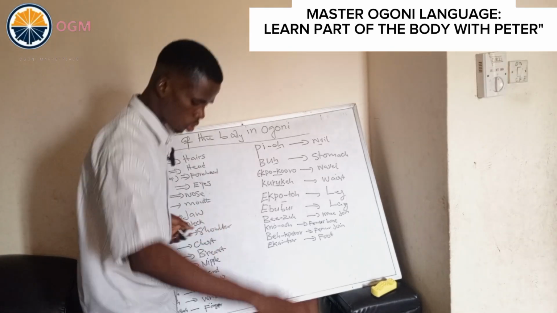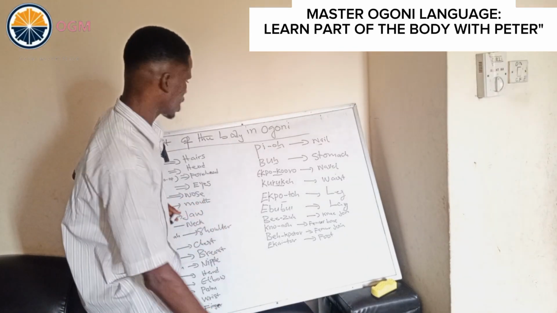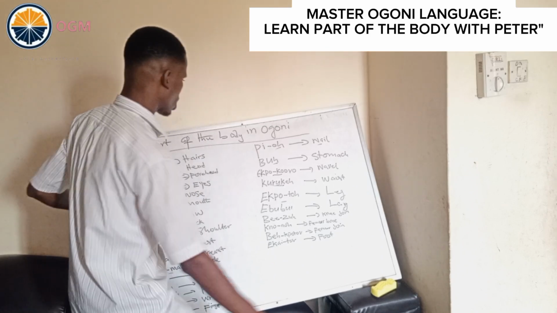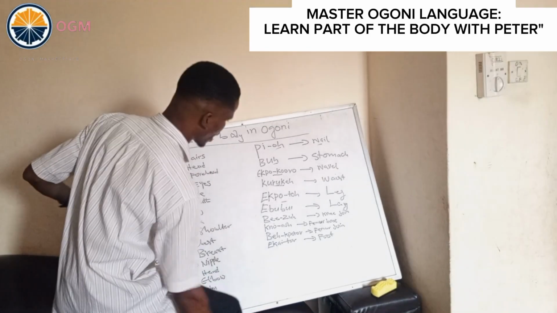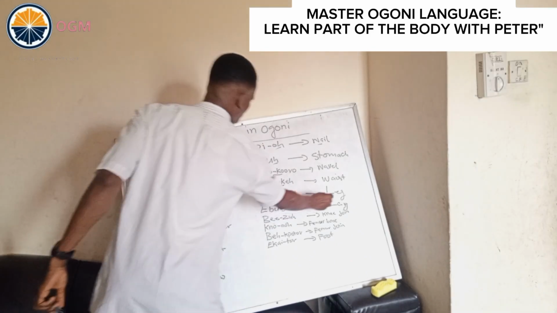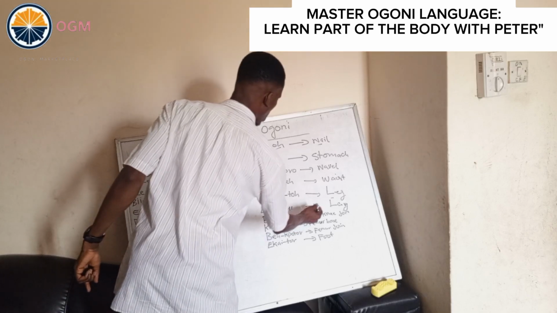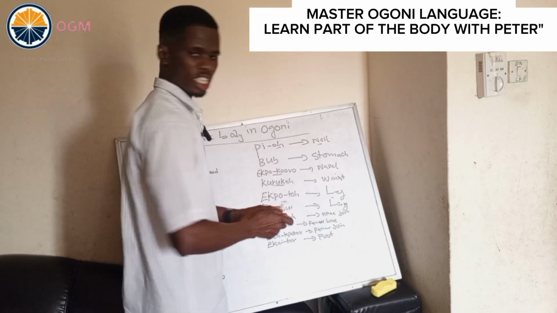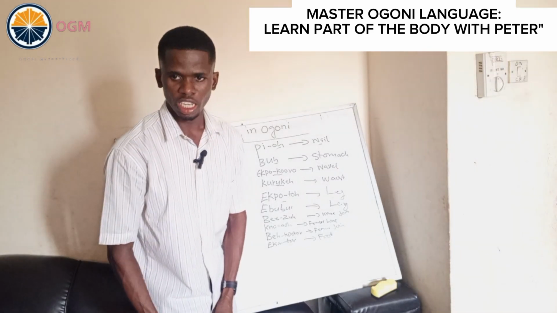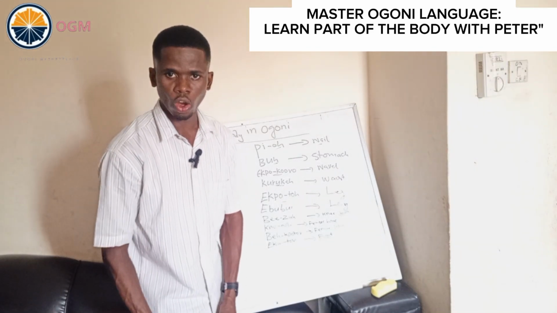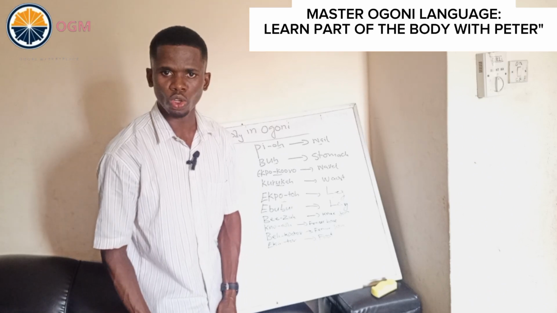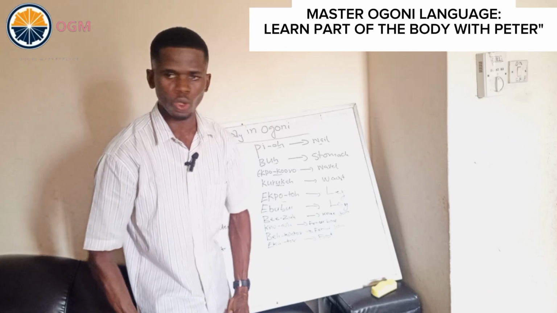This is Ekpoto. Ekpoto is leg. Then here we have Ebubui, which is lap. Ebubui is called lap.